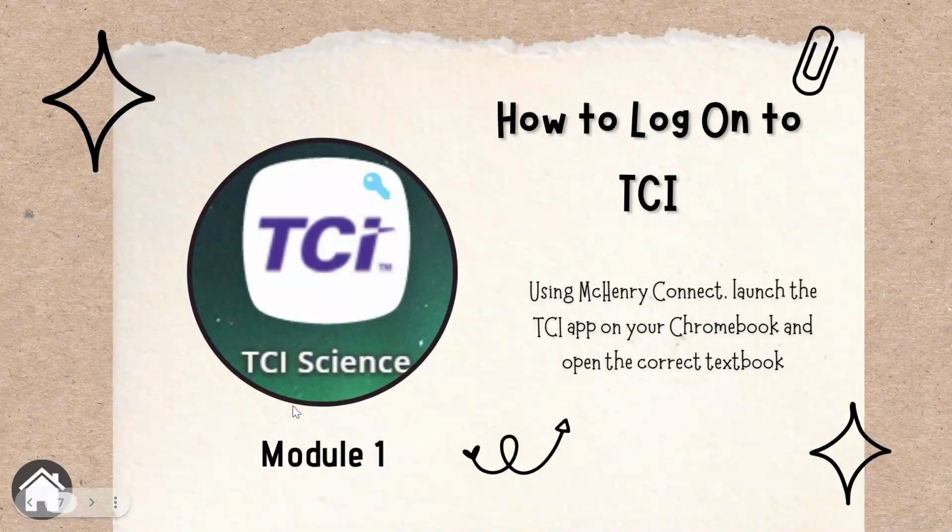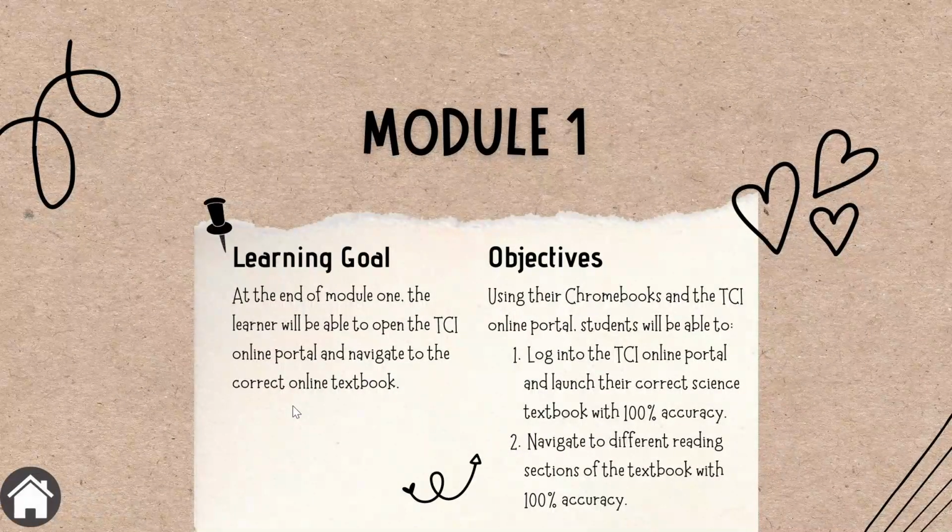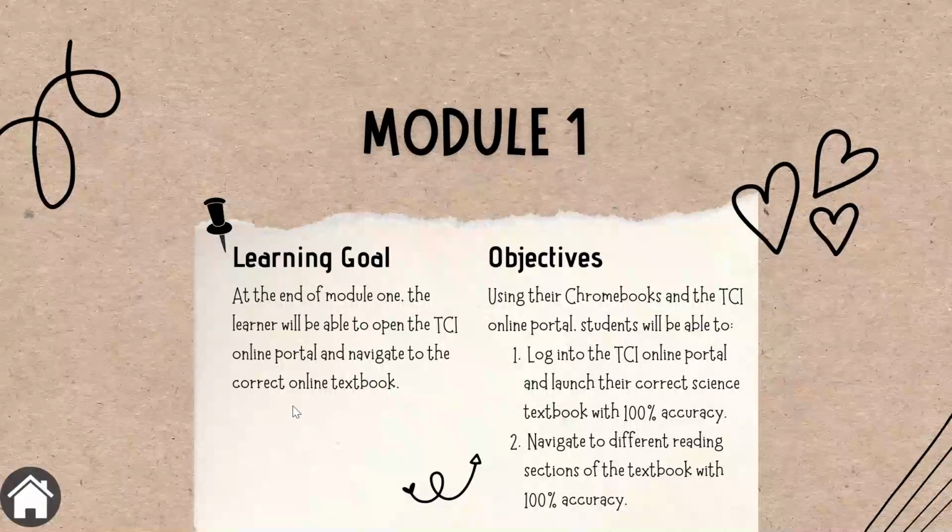If we click on module 1, this is what students would see. The second slide after the title is always going to give them their learning objectives. So the learning objective for module 1 focuses on just opening the textbook and getting to the correct version of the book. Module 2 focuses on accessibility features. So how do they play the audio, change the reading level, highlight text, summarize text, things like that.